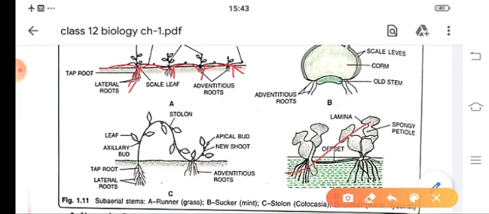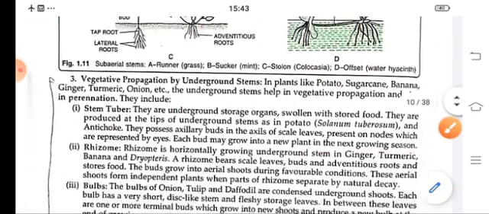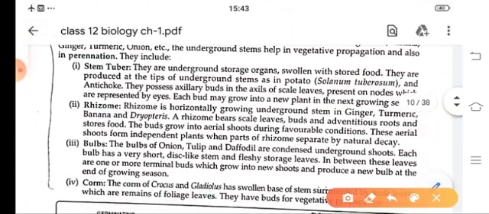Then here in mint, suckers are there. Some part of the plant grows underground, and then adventitious roots arise, and from that part the apical bud and new shoot come out. So here see what I said, roots develop at the part and it grows to some distance, and then again roots develop and a new plant is formed. Next, vegetative propagation by underground stem.